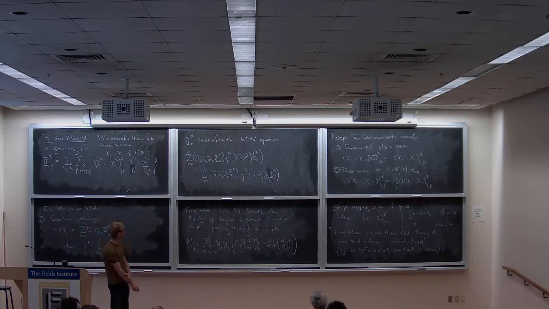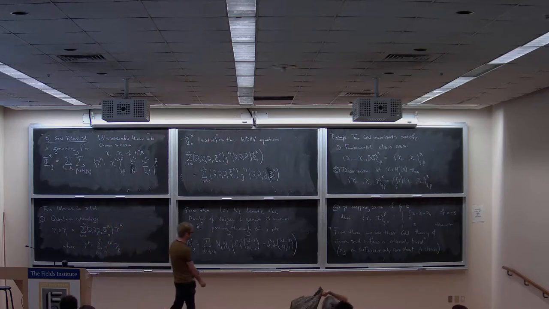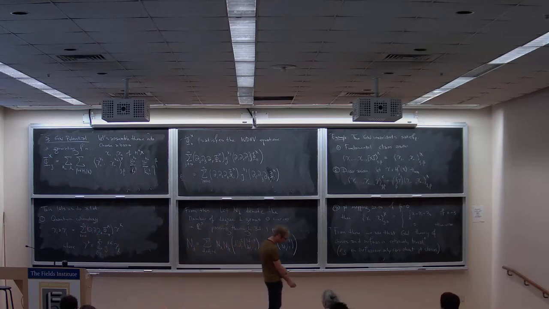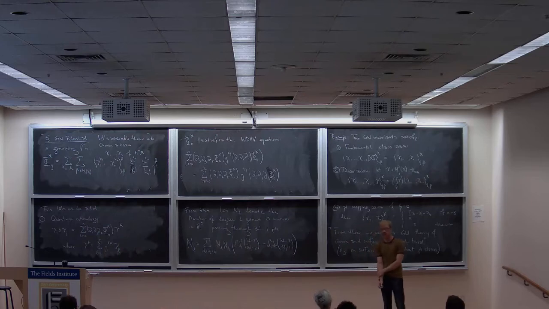What do these equations look like for higher genus? I don't know off the top of my head, actually. No, certainly not. For genus zero, everything's nicer. Every little thing you do for genus zero is so much easier than for higher genus. I don't know what it actually looks like for higher genus.